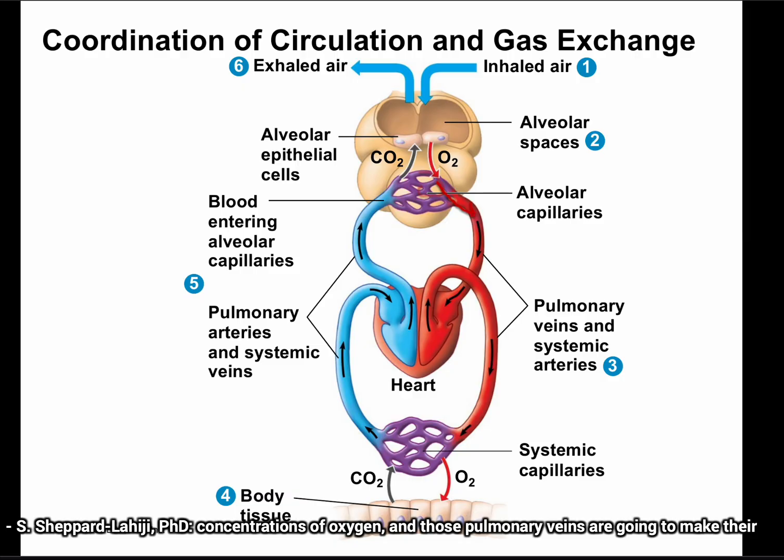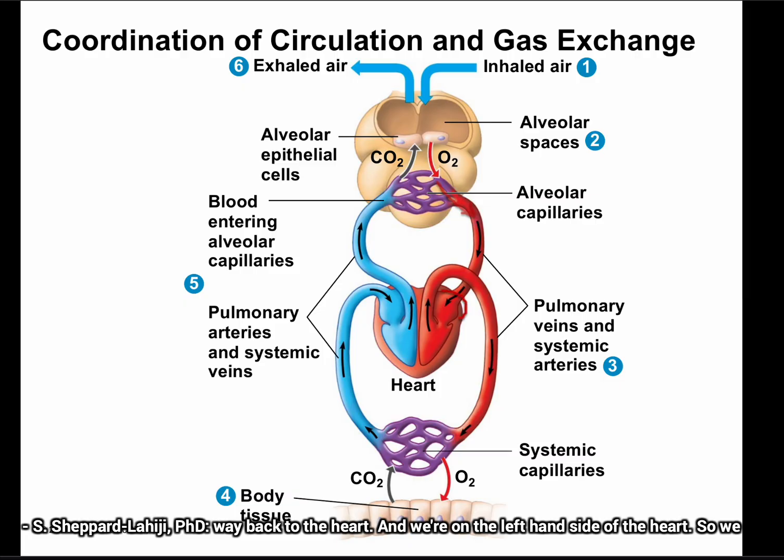So at this point, we now have our vessels that are going to have increased concentrations of oxygen, and those pulmonary veins are going to make their way back to the heart. And we're on the left-hand side of the heart, so we have our left atrium. Our blood's going to drop down to the left ventricle and then eventually be pumped out through the aorta. And then that blood that's oxygen rich will head out to the rest of the body, and that is systemic circulation.